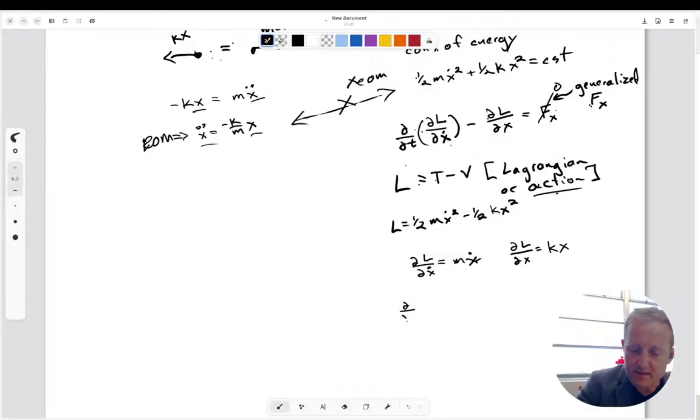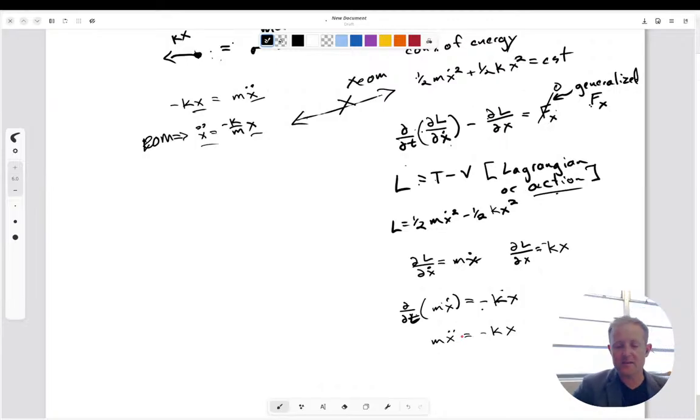So d/dt of m x dot equals that negative dL/dx. So a negative, and here really this is like negative negative, so we end up with m a equals negative kx. So m x double dot is negative kx.